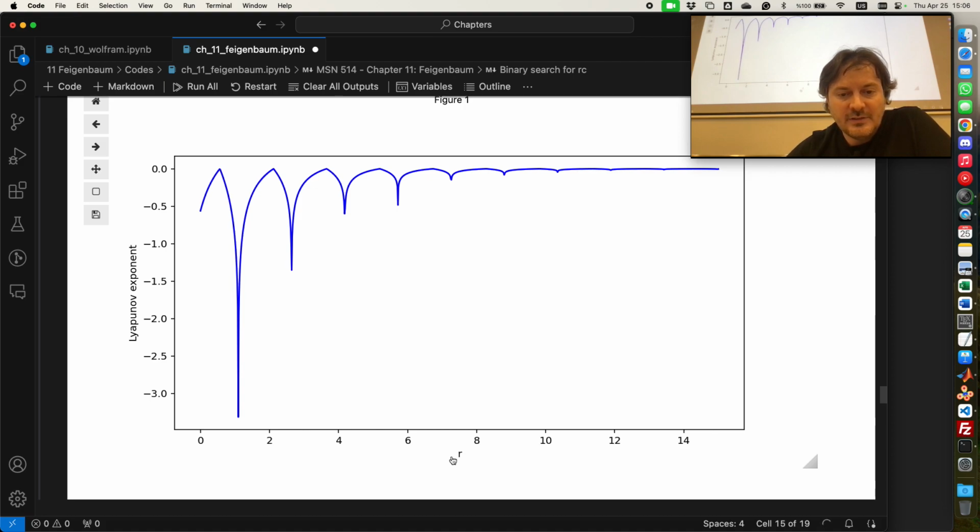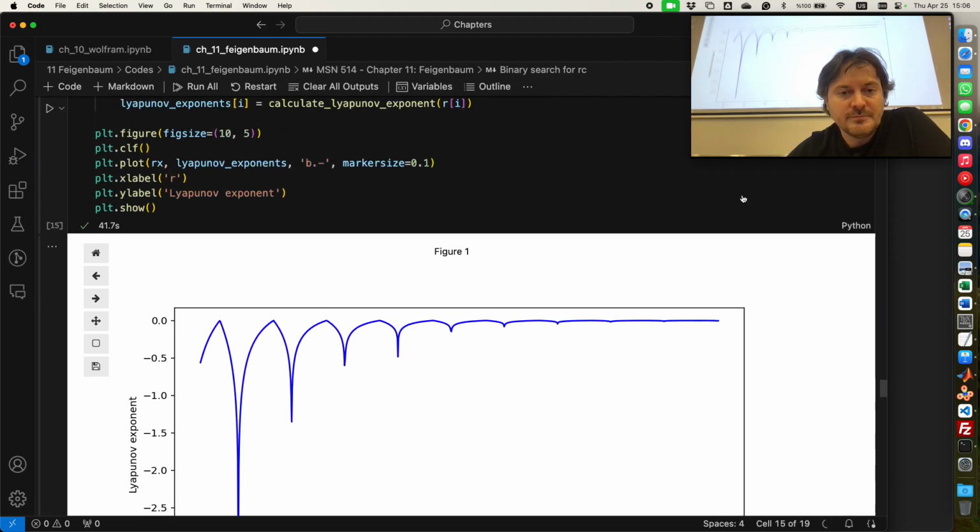Just ignore this. It's logarithm minus logarithm of RC minus R. Do you remember? So we are getting closer and closer. And as you can see, Lyapunov exponent goes to 0, hits it, comes down. Hits it, comes down, hits it, comes down. And it will actually go to plus after some point. Okay?